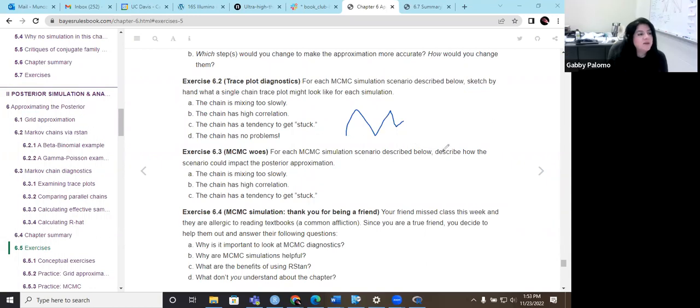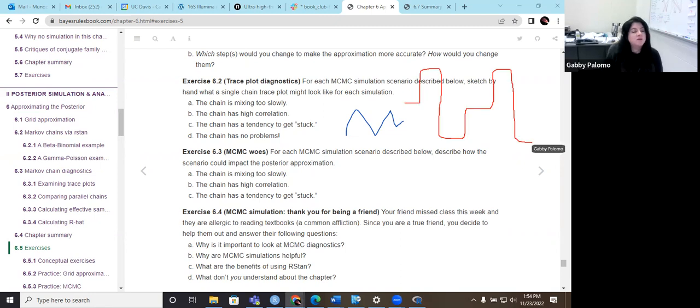Okay, so to me, mixing slowly would be like this, and then it goes up, and then it goes down, like in steps. That to me is mixing slowly. So that's A. And then the other one, it was like this.